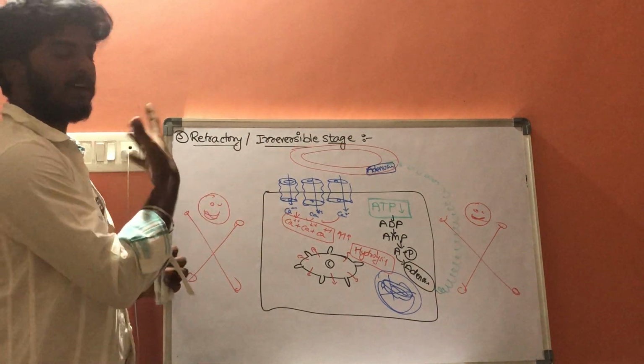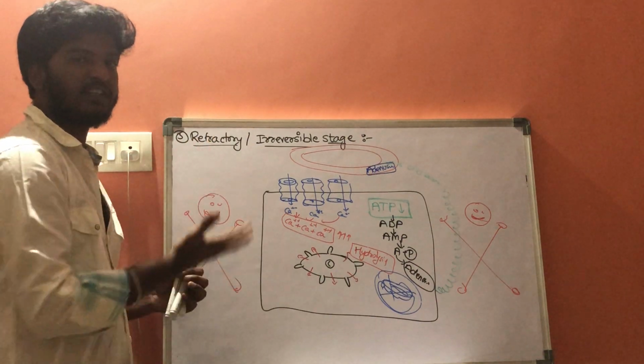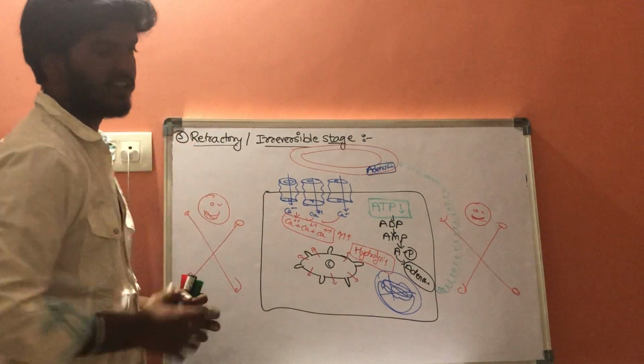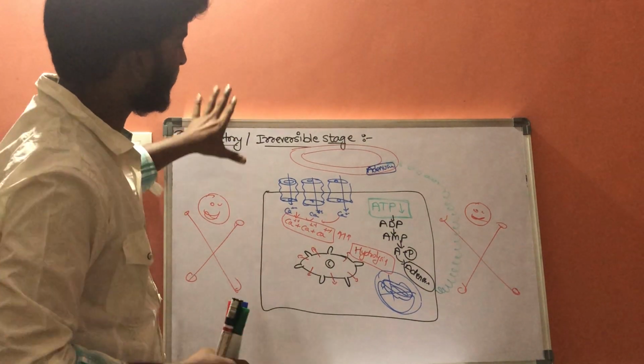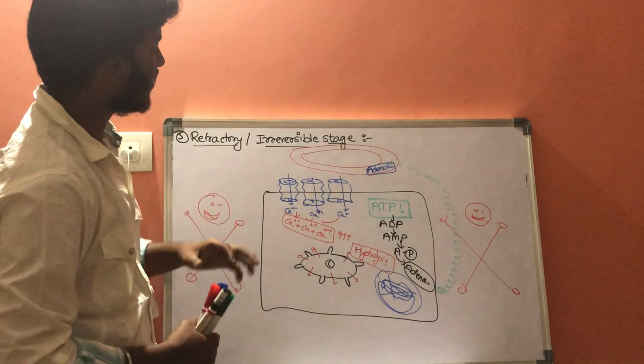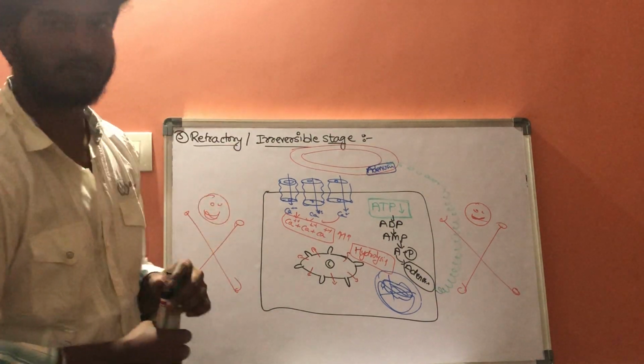In this way, if a person enters the irreversible stage, he may undergo a death process. In this way, it results in circulatory shock. These are the stages in circulatory shock. First one is non-progressive shock, second one is progressive shock, and third one is irreversible shock.